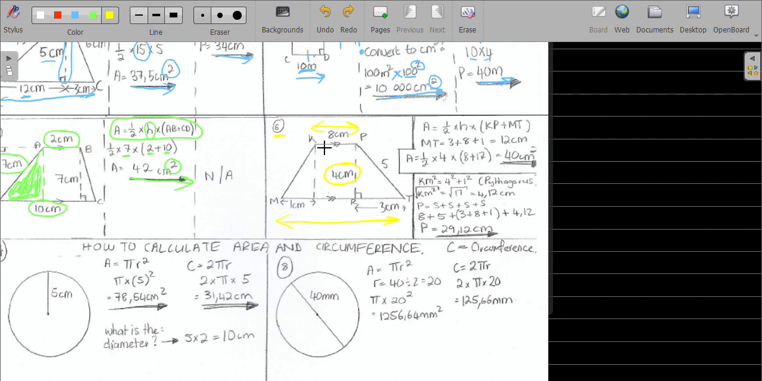We can see that KP is 8 centimeters, and this length, up until this point over here, is 1 centimeter. And then from here to here, it's 3 centimeters. So how are we going to get the length of the entire thing? Well, if we go from here to here, we know that's 3. Then, if we go from here to here, we know that's 1. But now, what is this?